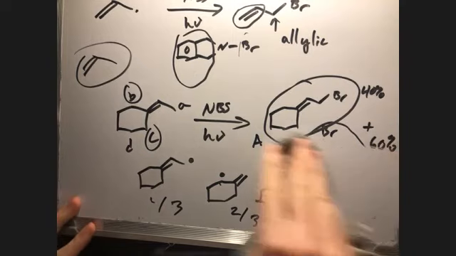Okay, now we only have a short time left. So now let's talk about, you can have anti-Markovnikov additions to a double bond by using these radical mechanisms, which is the last thing we'll talk about.